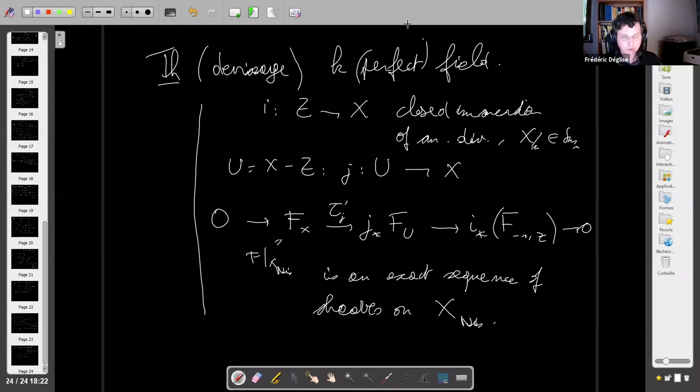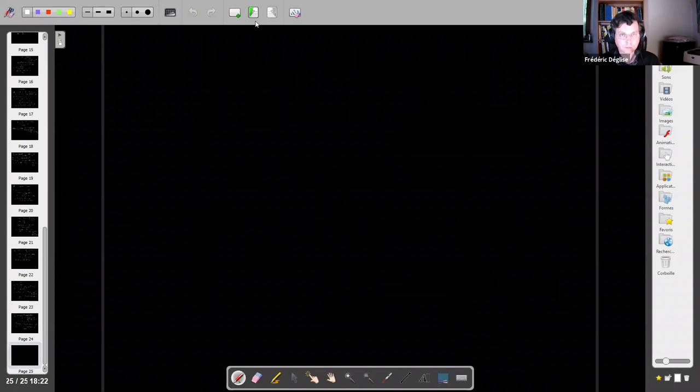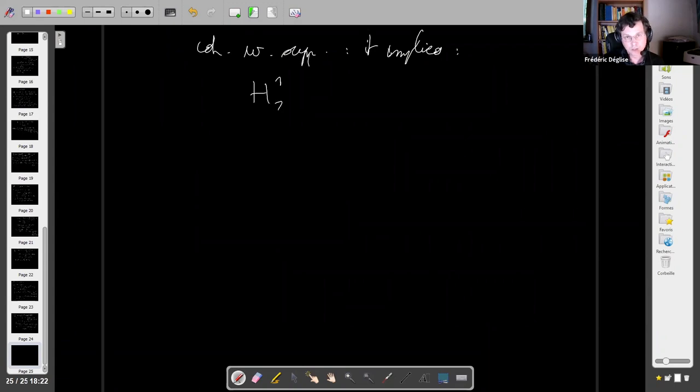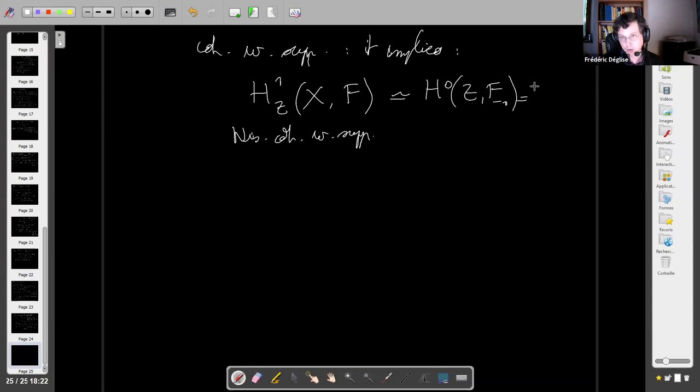Okay, maybe I give you a geometric, or cohomological, sorry, interpretation in terms of cohomology with supports. With the notation of the preceding theorem, it implies that if you compute the Nisnevich cohomology of X with support in Z, then it's actually equivalent to H^0 of Z with coefficients in F_{-1}, that is F_{-1}(Z). Okay, so this theorem is a kind of purity theorem.